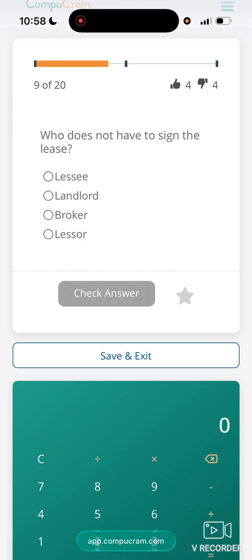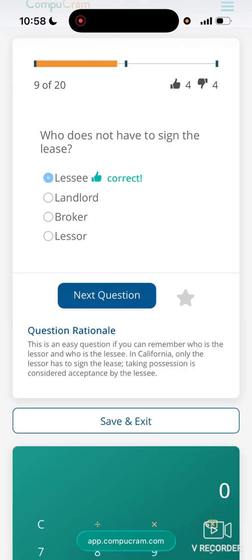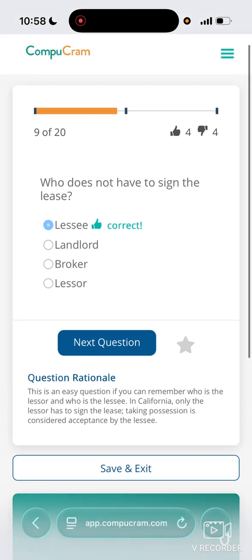So, number 9. Who does not have to sign the lease? Lessee, landlord, broker, lessor. Go lessee. Yep. This is an easy question, and you can remember who is the lessor and who is the lessee. In California, only the lessor has to sign the lease. Taking possession is considered acceptance by the lessee.